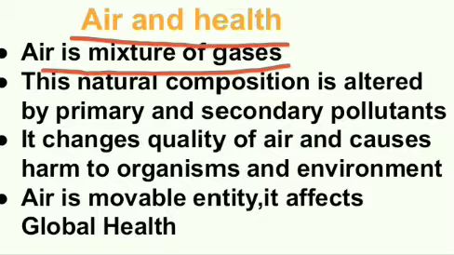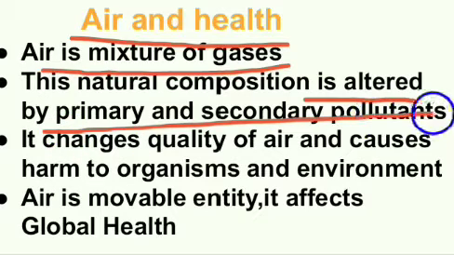Now, this natural composition of the atmosphere is altered due to primary and secondary pollutants. What is meant by primary pollutants? Primary pollutants are the pollutants which are emitted directly from their sources. Examples are sulfur dioxide, nitrogen dioxide, carbon monoxide, volatile organic compounds, and particulate matter, etc. So, these are the examples of primary pollutants.